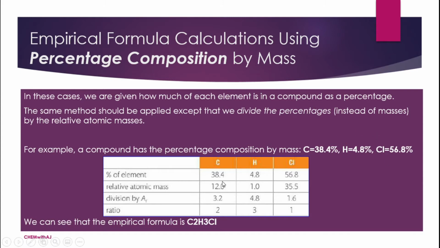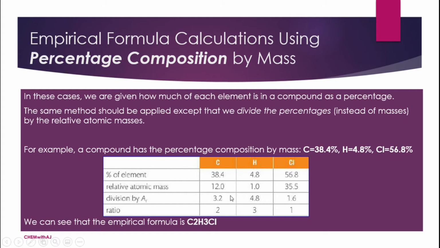Then we write down the percentages in place of the mass. In the previous one we wrote down the masses. Here we are not given the masses, instead we are given the percentages. So we write the percentages of each element. Then again we find their relative atomic masses using the periodic table. Then we divide the percentage of each element by that element's relative atomic mass. Then we'll get a number.